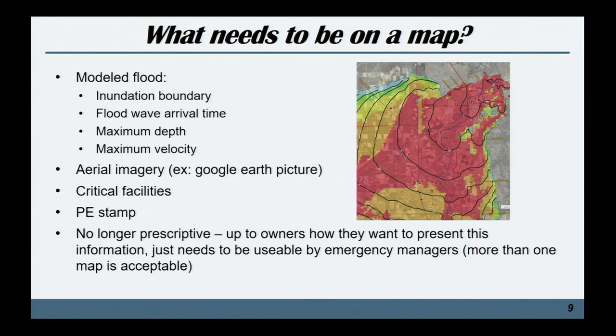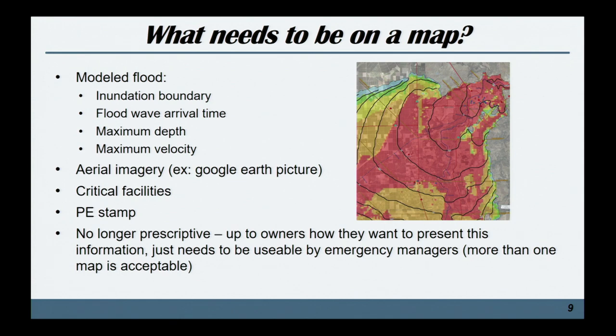The main components that need to be on an inundation map are the inundation boundary, the flood wave arrival time, the maximum depth, and the maximum velocity. Aerial imagery also needs to be on the map, and critical facilities, which are defined in the regulations. Those are facilities downstream that could be in the inundation area.